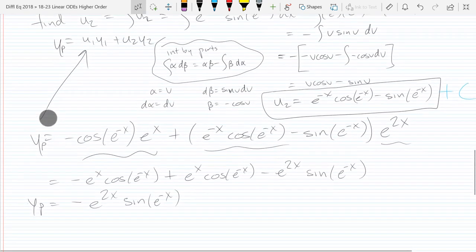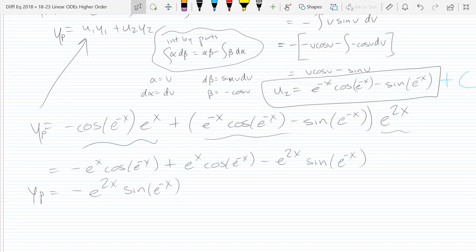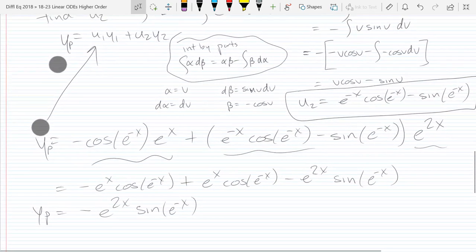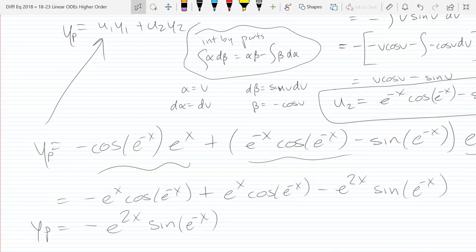So any questions on where we got yp? It's at the top of the boards where it came from. It took a long time to get u1 and u2.